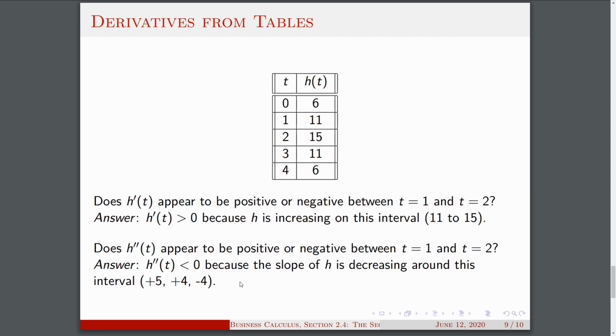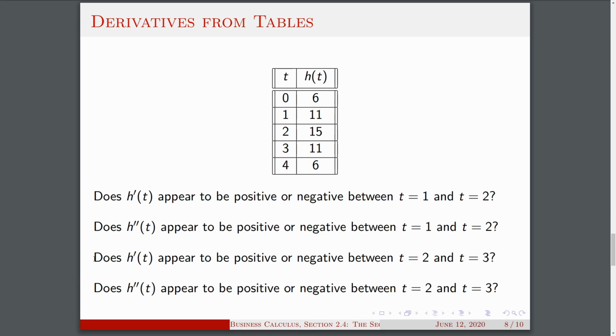All right. How about the third question? Let me go back. How about the third question here? Does h prime appear to be positive or negative between t equals 2 and t equals 3? So we're talking about what the function is doing for this little bit here. So it's going from 15 to 11. That is a decrease, which means that the derivative should be negative. The slope should be negative.